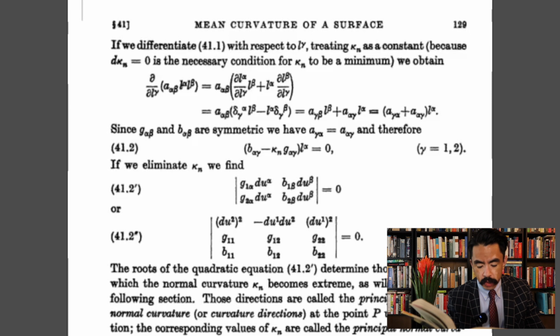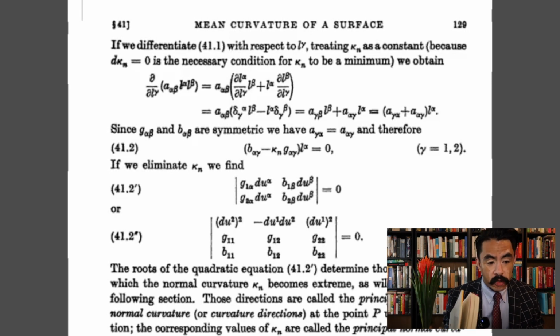If we differentiate the relation (b_αβ − κ_n g_αβ) L^α L^β = 0 with respect to L^γ, treating κ_n as a constant because dκ_n = 0 is the necessary condition for κ_n to be a minimum, we thus obtain ∂/∂L^γ of (a_αβ L^α L^β) equals a_αβ times (∂L^α/∂L^γ times L^β plus L^α times ∂L^β/∂L^γ).